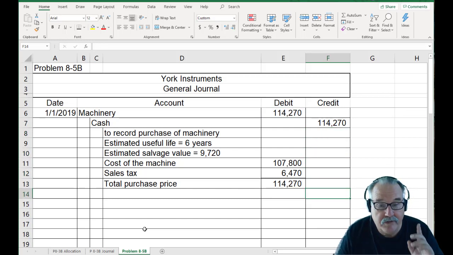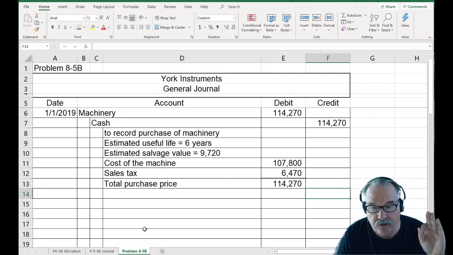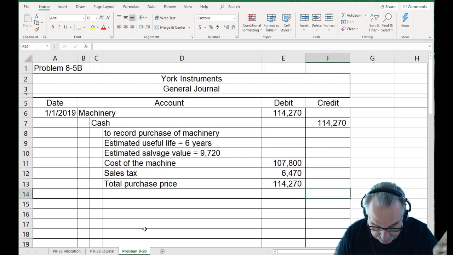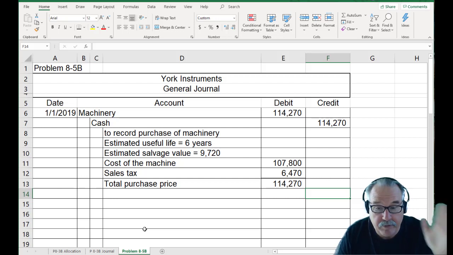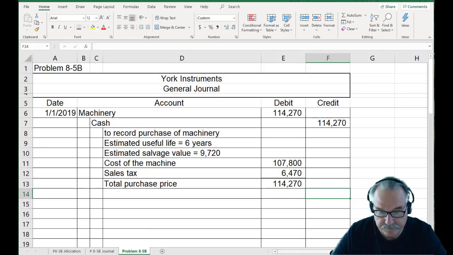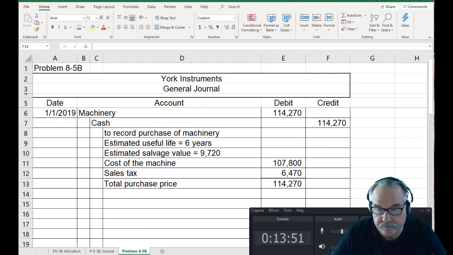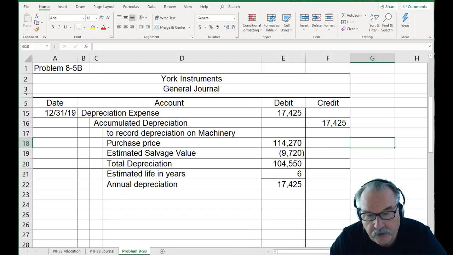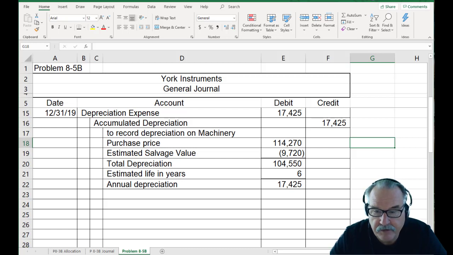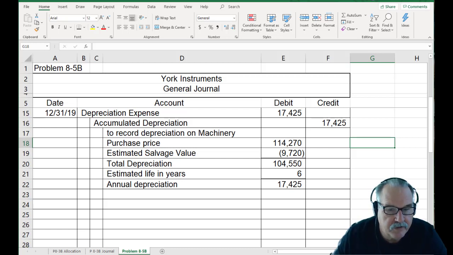Okay, I'm going to stop the video, pause the video, and I want you to calculate depreciation on 12/31 straight line method, and I'll be right back. Okay, I'm back. Here is the depreciation for the first year. Very, very straightforward, just like we did in the other problem. We took the purchase price, subtract the salvage value, divided by the estimated life, and 17,425 is the amount of depreciation.